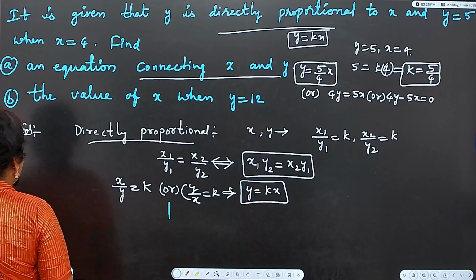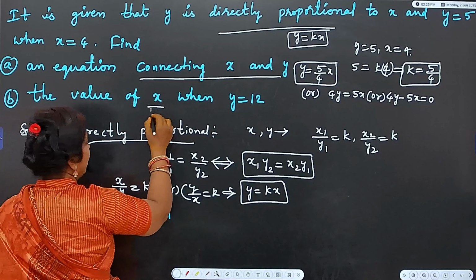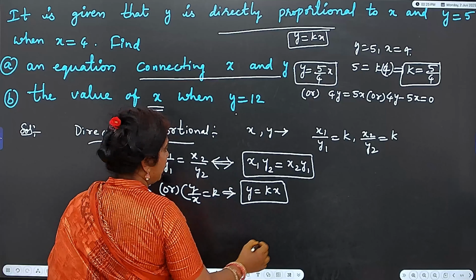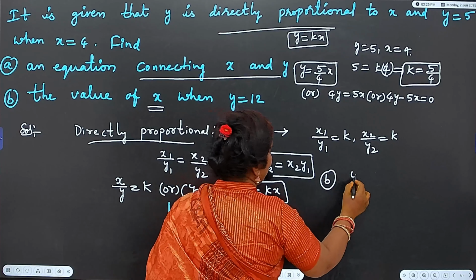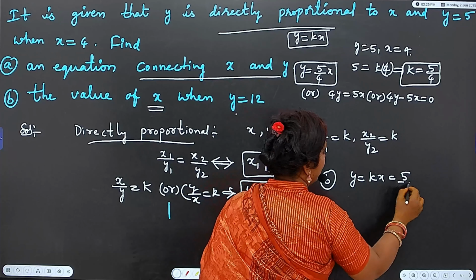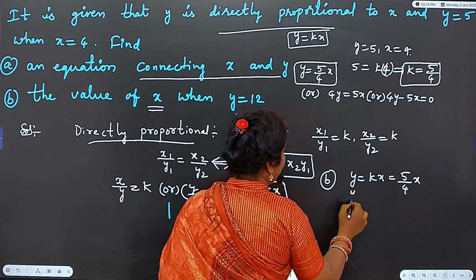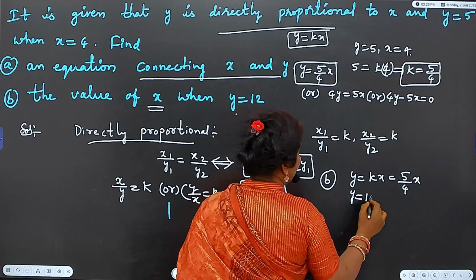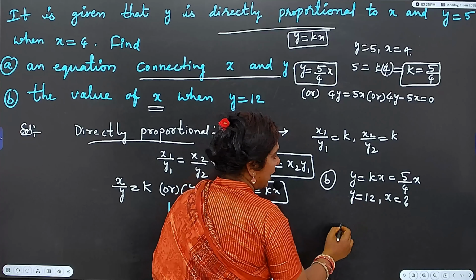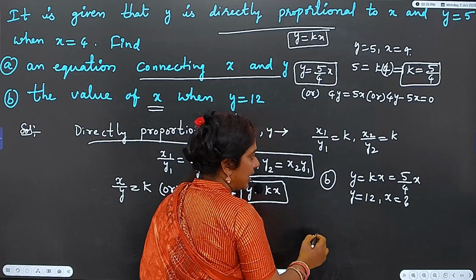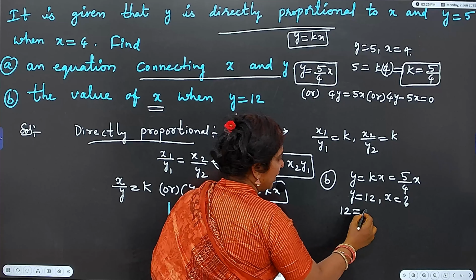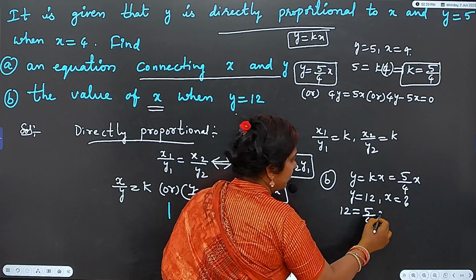The second one: find the value of x when y equals 12. What is the relation here? y equals kx, where k is 5 by 4, so y equals 5 by 4 into x. They have given y equals 12, and we have to find x. Substitute the y value in the equation: 12 equals 5 over 4 into x.